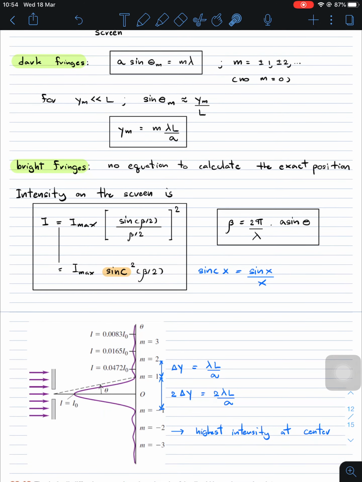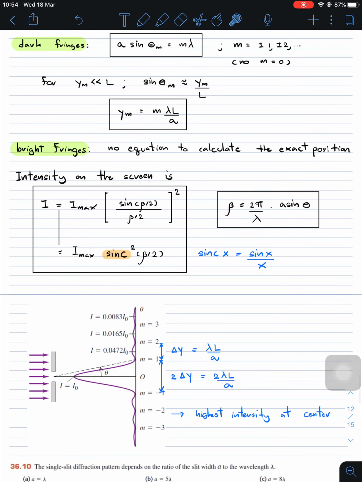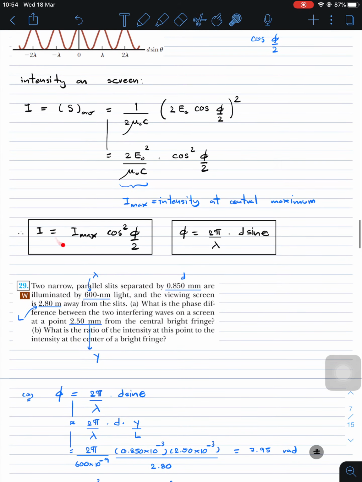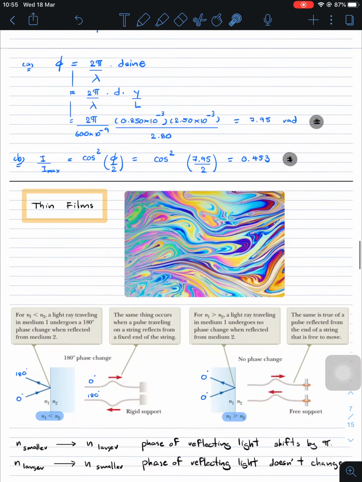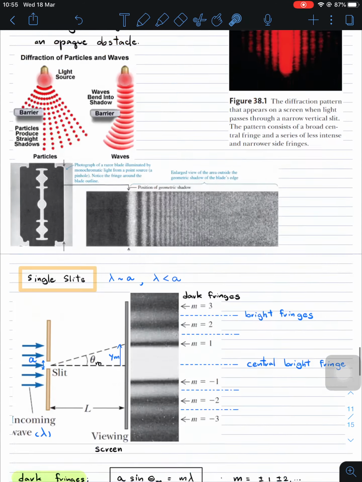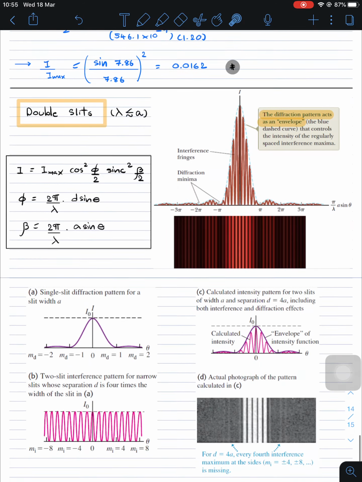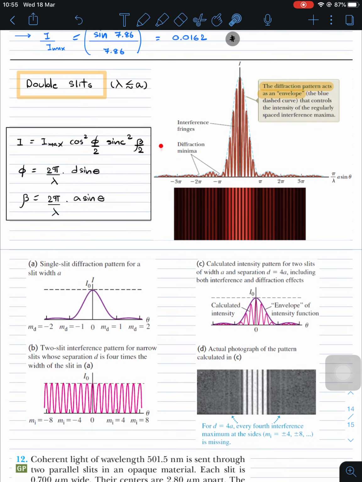If you remember the equation, we have I equal to I max sin squared beta over 2, where beta equals this expression, and the a here is just the width of the slit. And for the Young double slit, we have I equal to I max cosine squared phi over 2, where phi equals 2 pi over lambda times d sine theta. This d is the distance between the two slits. If we combine these equations, finally we get something like this.